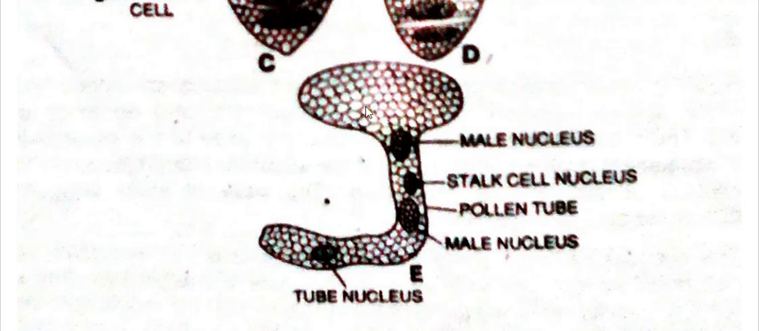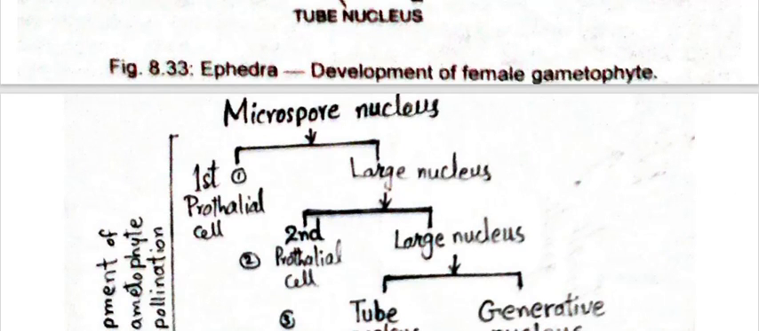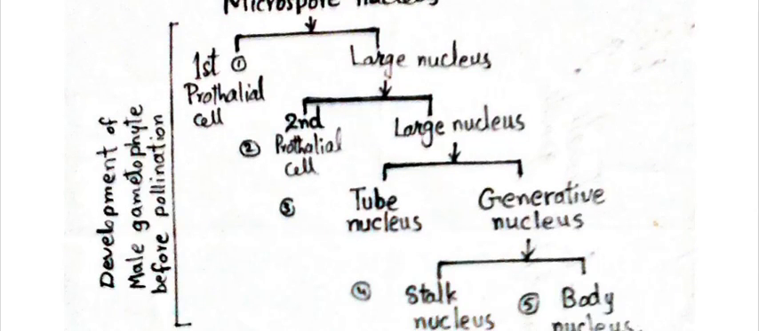In the pollen grain, the prothallial cell and the stalk cell are present, and then the body nucleus in the male gametophyte, after pollination, divides to produce the two male nuclei, and the pollen tube has been produced before the production of the male nuclei. And then in this pollen tube, which is produced after the removal of the exine of the pollen grain, the tube nucleus and the male nuclei enter, and then they reach the female gamete for fertilization.